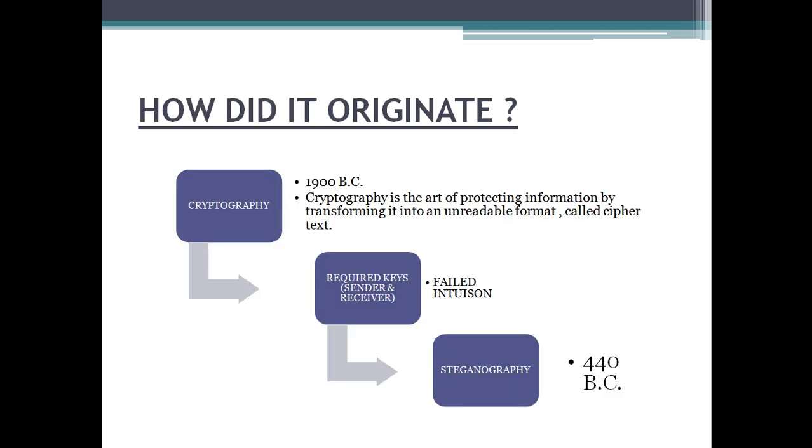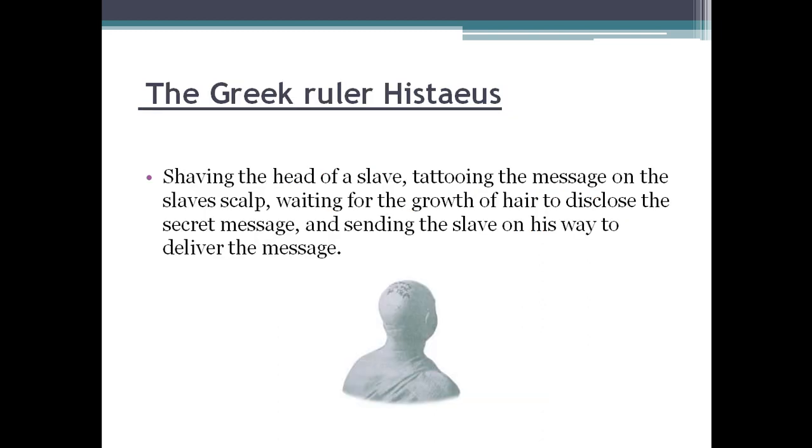Now how did it originate? In 1900 BC, when cryptography was used, people found it really difficult to understand and perform cryptography. What cryptography actually is will be explained to you later in another module. When people found cryptography so difficult, what they came across and developed was steganography, which has been a very important aspect from then on. It was developed in 440 BC, and the first user of it was the Greek ruler Histiaeus.